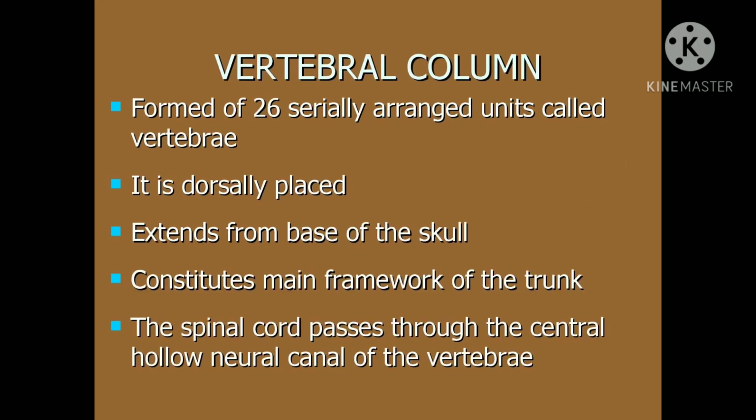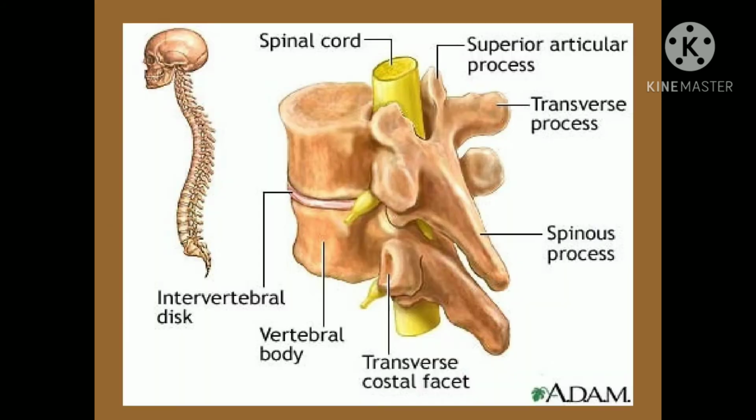So what is the vertebral column? It is formed of 26 serially arranged units called vertebrae. It is dorsally placed and extends from the base of the skull. It constitutes the main framework of the trunk. The spinal cord passes through the canal of the vertebrae. So here is a picture. You can see the vertebral body, the spinal cord, and how the intervertebral disc is there.